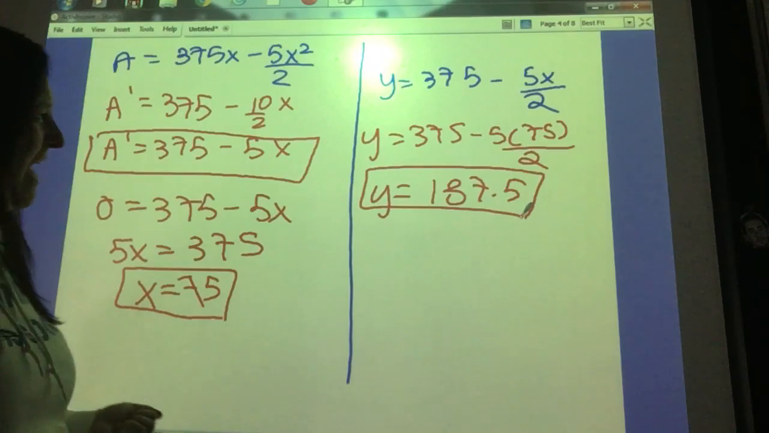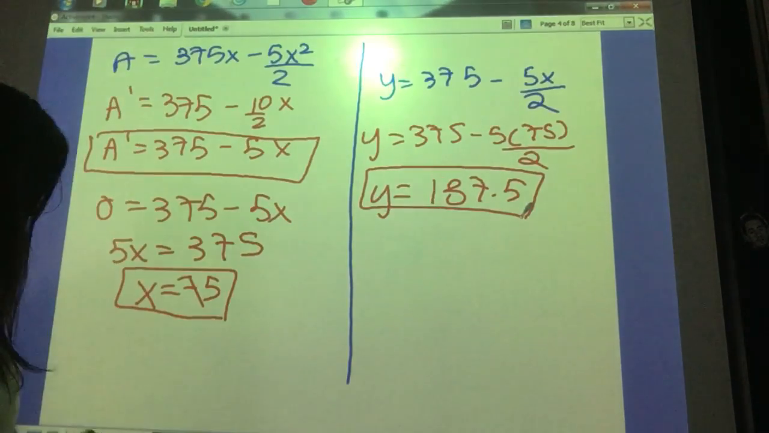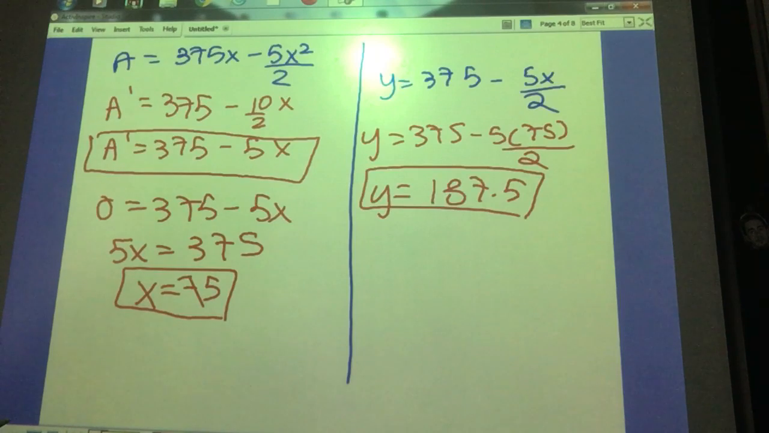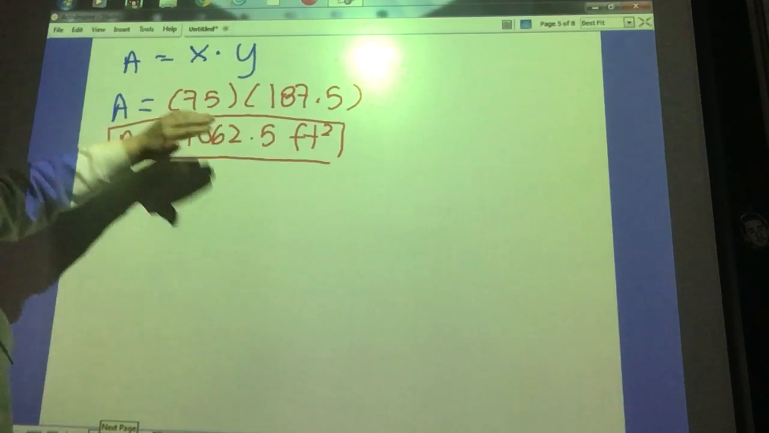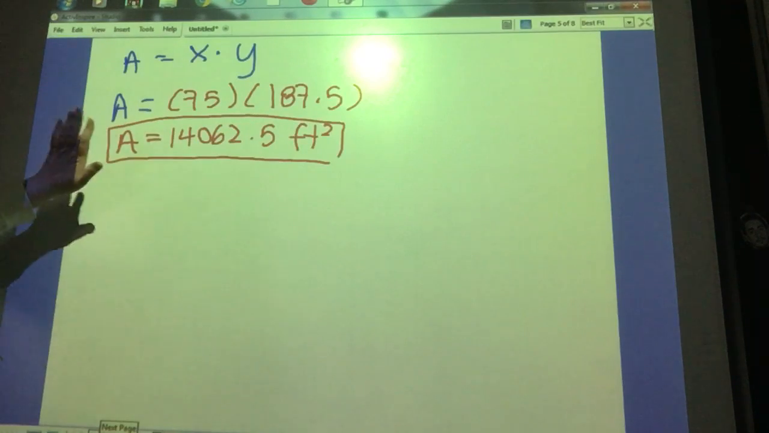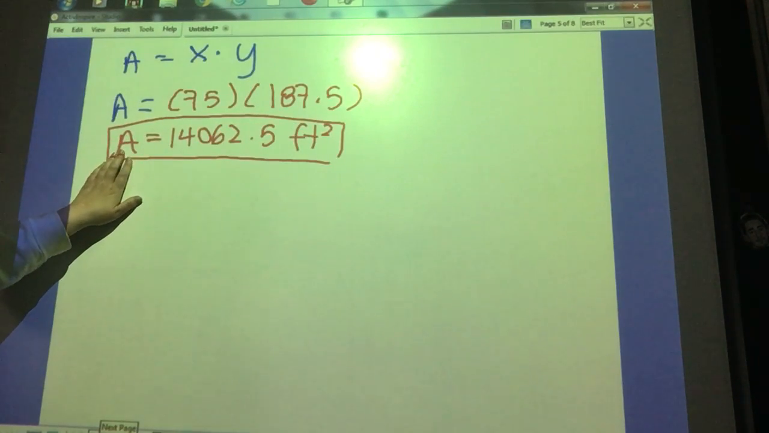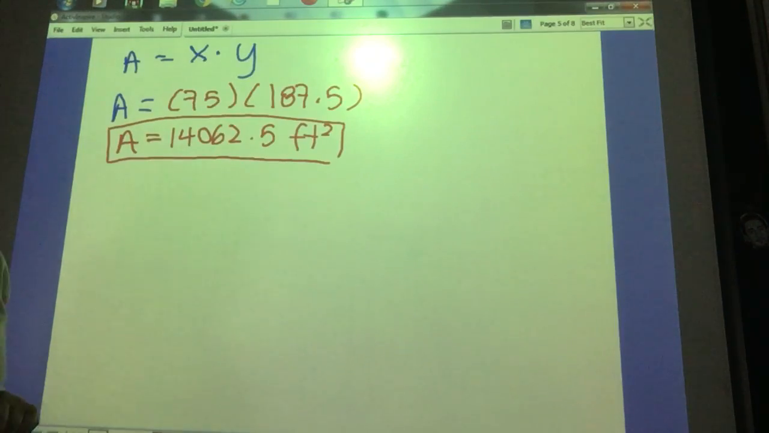Remember, what did the question ask us for? What's the area? So now we know the x value, now we know the y value. So now we can finally multiply them together. If we go to the next screen, our area is x times y. We just figured out our x was 75, the y was 187.5. So the maximum area we can get with that amount of fencing is an area of 14,062.5 feet squared.